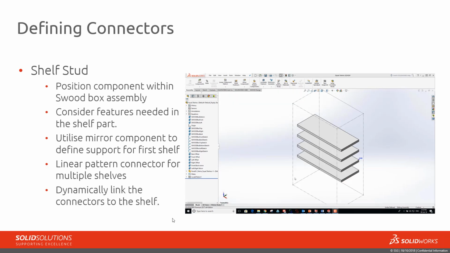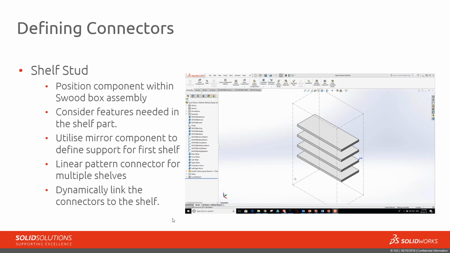So the next thing we need to consider designing is the connectors to support the shelves inside the SWOOD box. There's a few things to consider when you're looking at your connectors. First of all, what type of connectors you want to bring in. And having decided that, we'll then look at controlling the position of the connectors inside the SWOOD box and inside the SOLIDWORKS assembly.